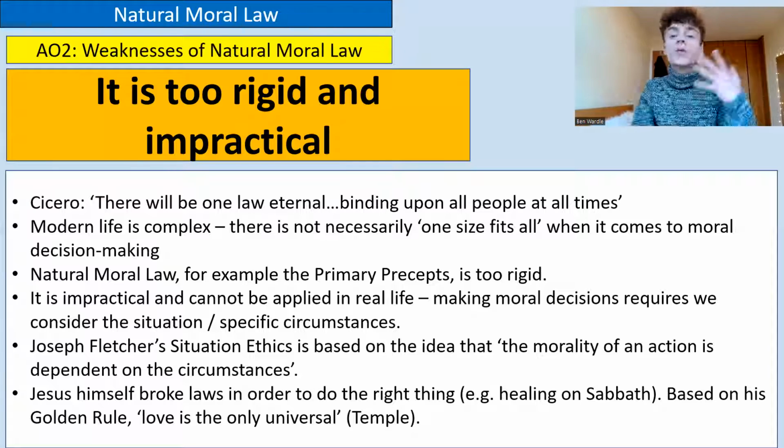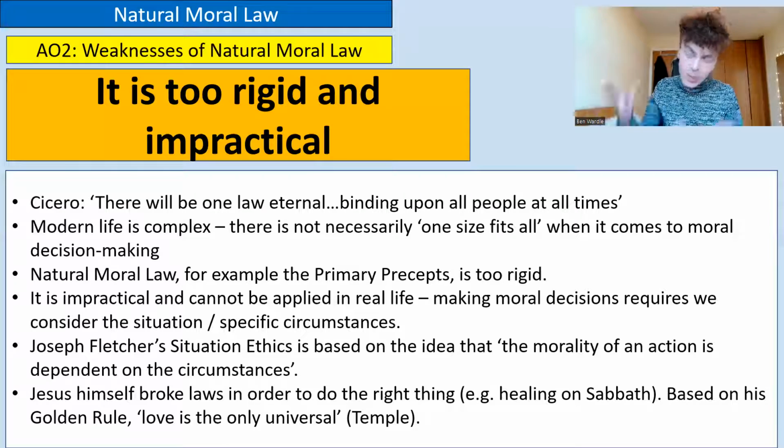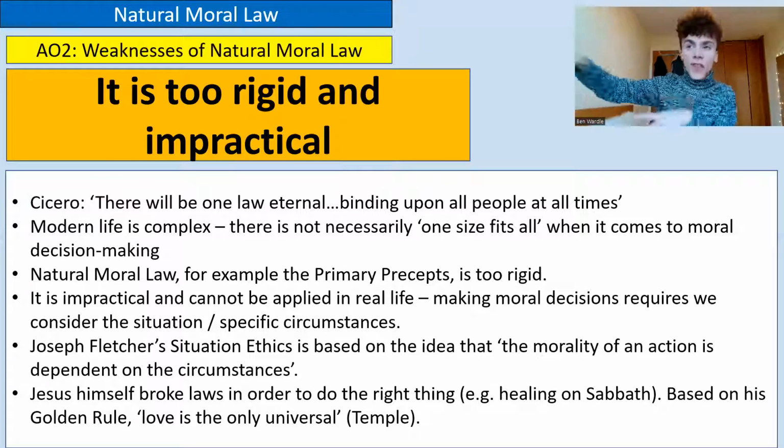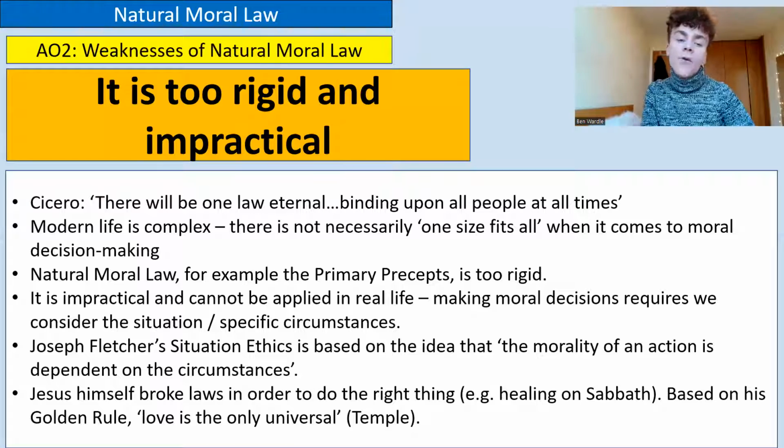So you could say that Joseph Fletcher's situation ethics, if you want to use another theory to critique this one, provides a much more helpful approach to Christian ethics, because it's based on the idea that the morality of an action is dependent on the circumstances, that love's decisions are made situationally.